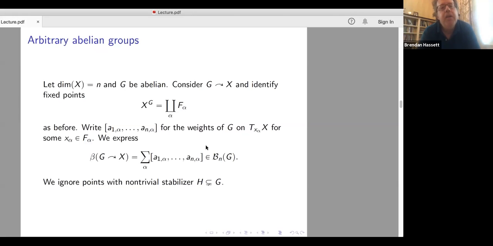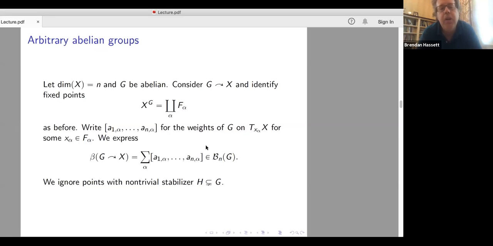I want to emphasize one thing here. I am ignoring a lot of information. I am completely ignoring any of the geometry of the fixed point loci per se. The fixed point loci could be points, they could be 37-dimensional varieties, and I completely ignore all the geometry for the time being. And so in many applications, that's a mistake. And so we'll come back and refine the notion.